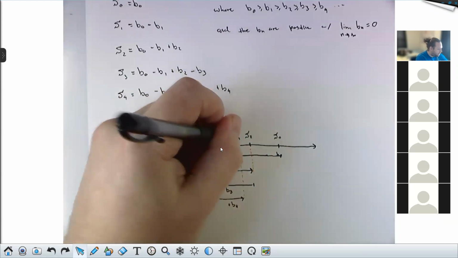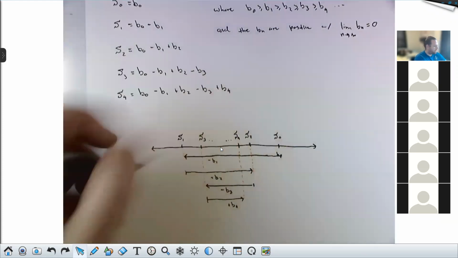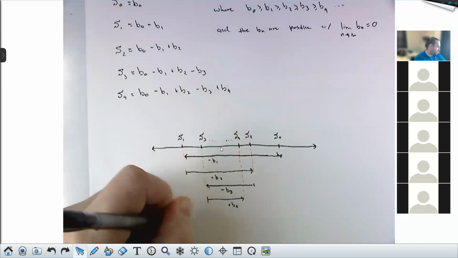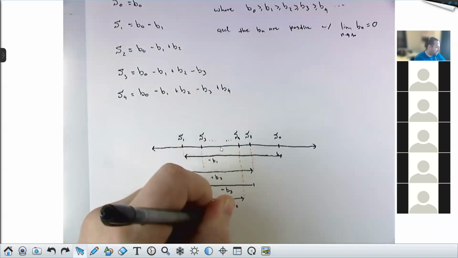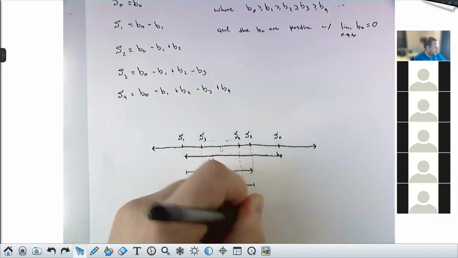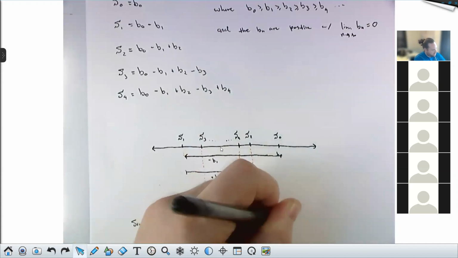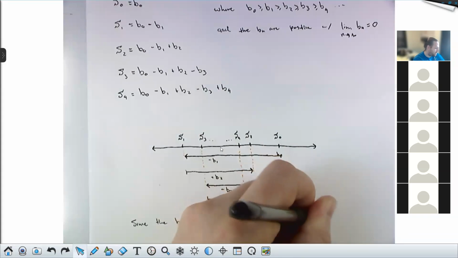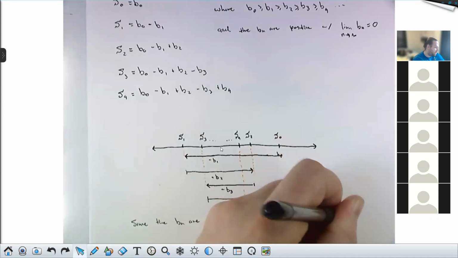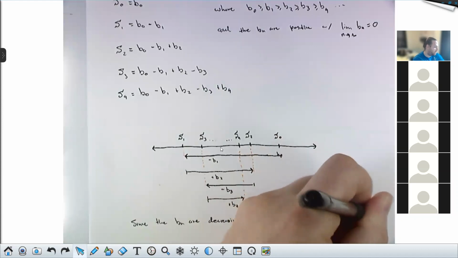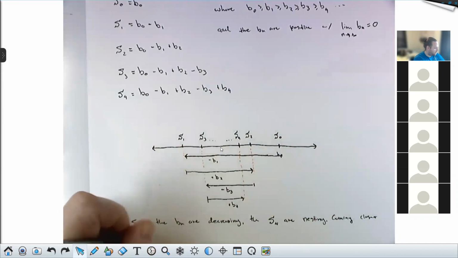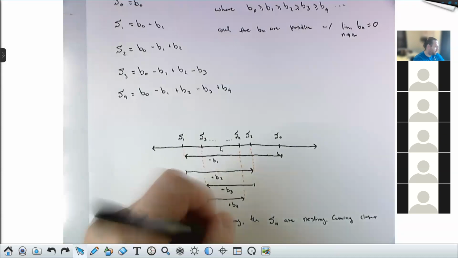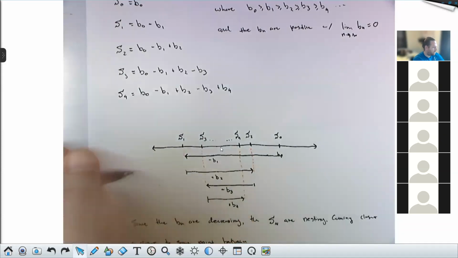These appear to be nesting. Since the BNs are decreasing, the SN are nesting. Nesting is the word. Coming closer and closer to some point between S0 and S1.